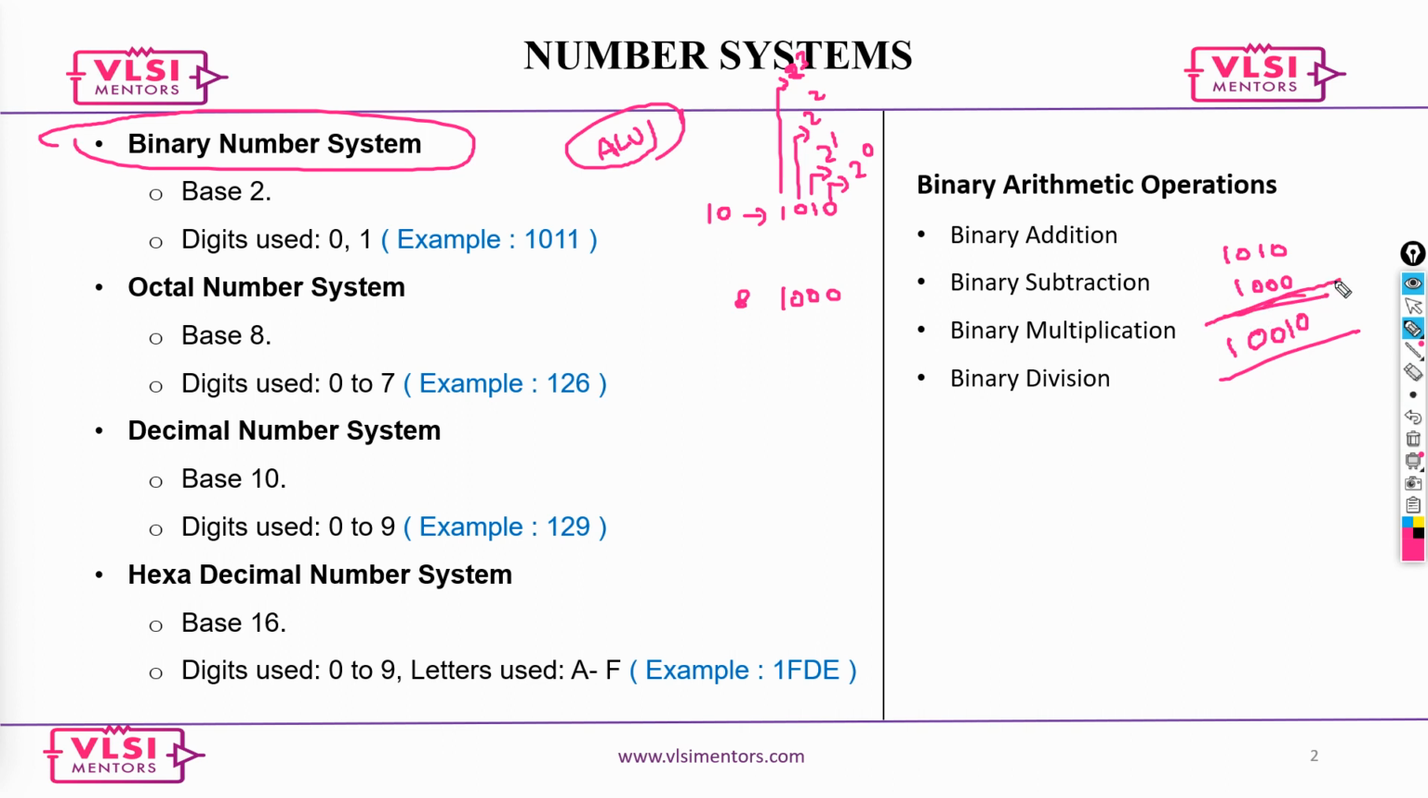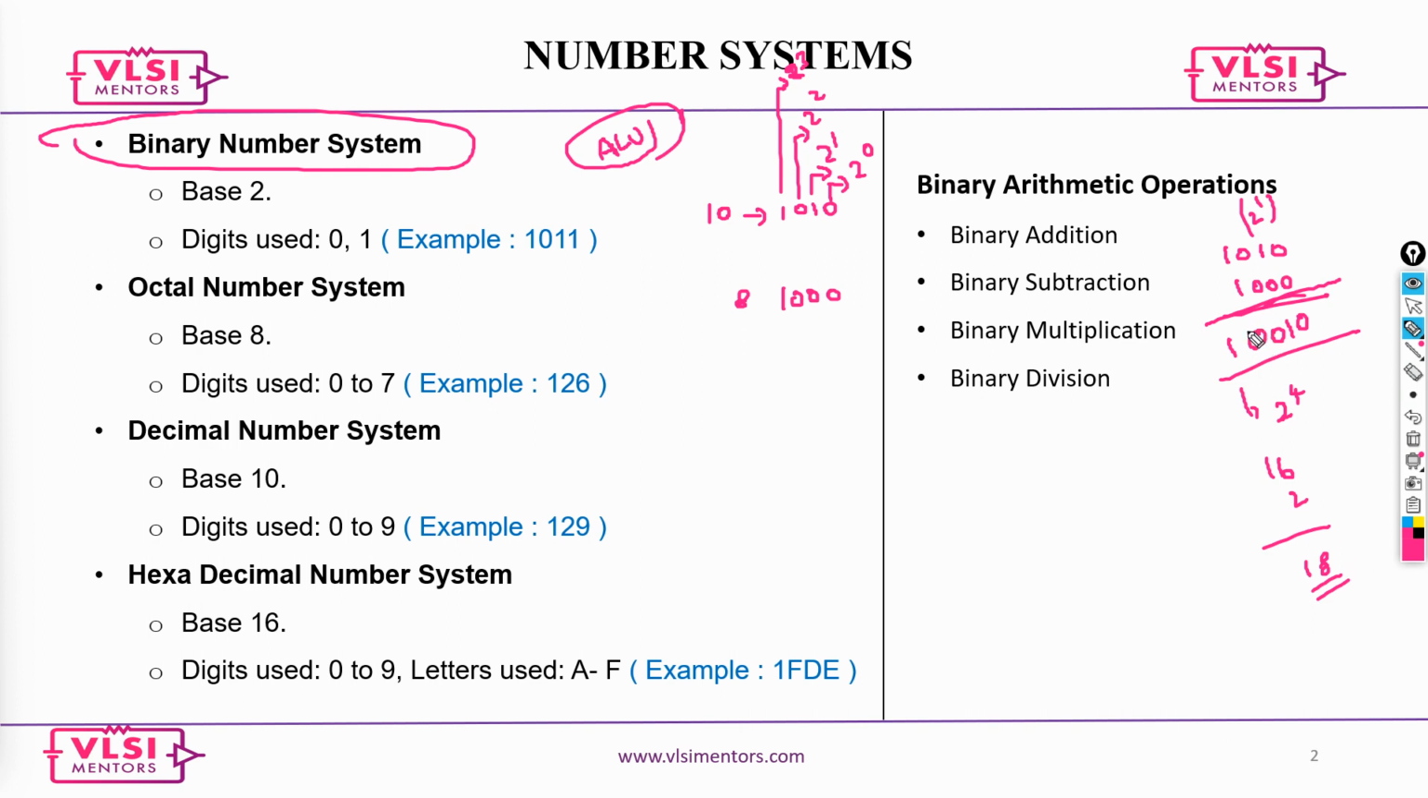Now this is 2 to the power 4, which is basically 16, and then this is 2 to the power 1, so that is 2. So total 18. So this is how it actually happens.